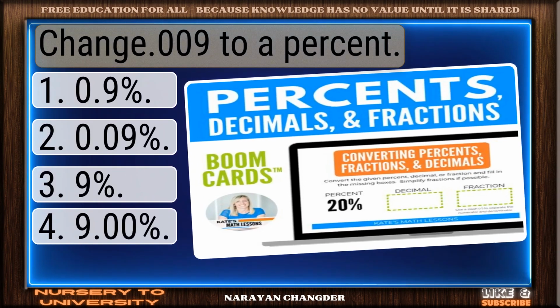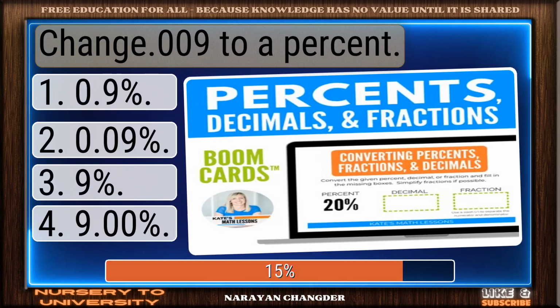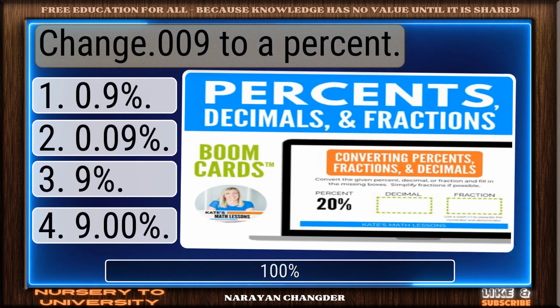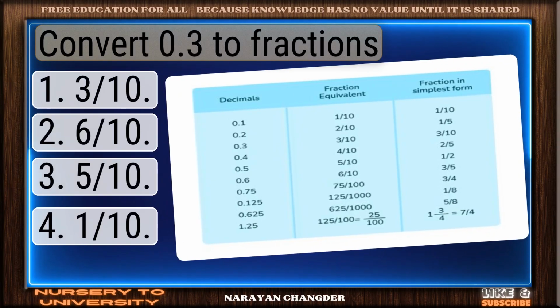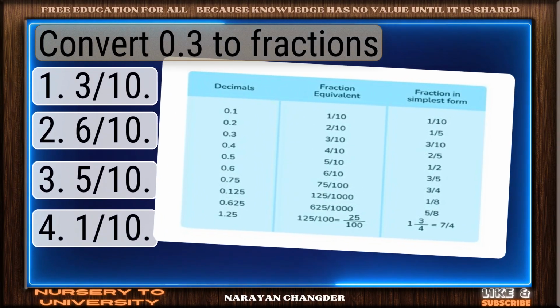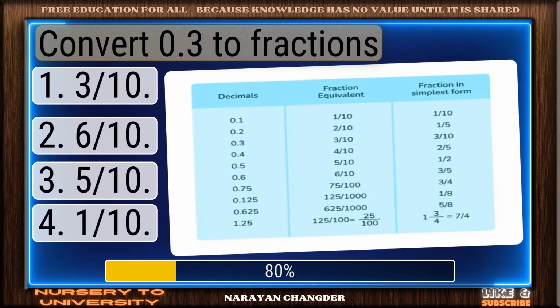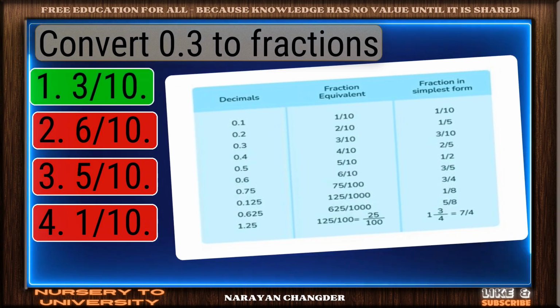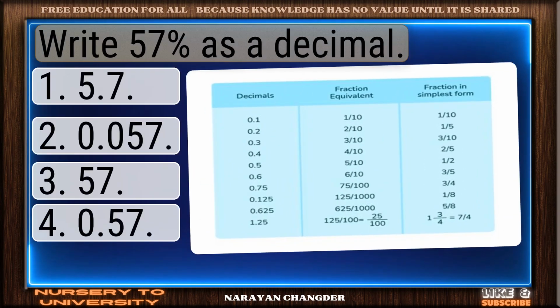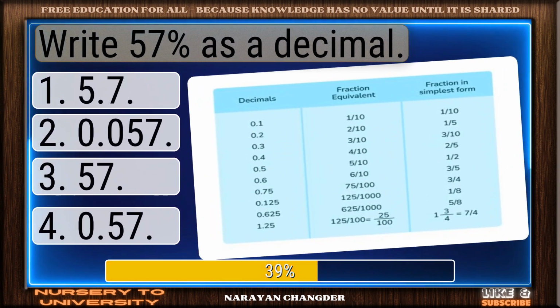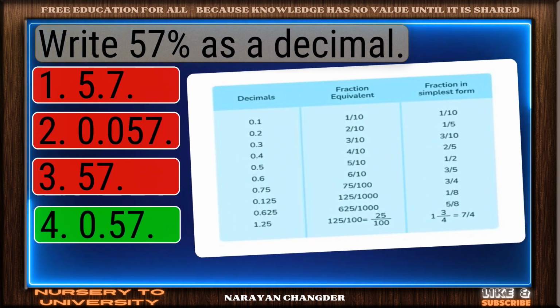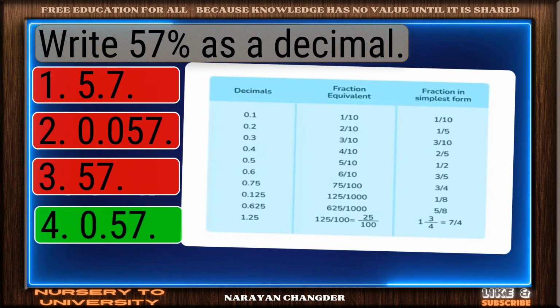Question number 88. Change 09 to a percent. Valid point. 0.9% is true. Question number 89. Convert 0.3 to fractions. Great. 310 is the accurate answer. Question number 90. Write 57% as a decimal. Well picked. 2.57 is the correct answer.